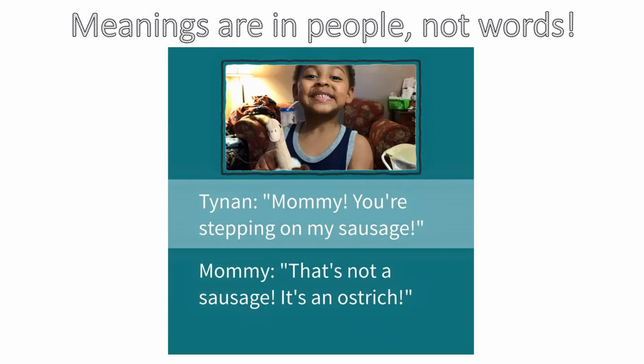The other thing to remember is that meanings are in the people, not the words. We don't all have the same meaning for certain words. For example, when my son was little, he said, Mommy, you're stepping on my sausage. I was thinking, what? I turned around and said, Tynan, that's not a sausage, that's an ostrich. You can see the ostrich there in the picture. Sometimes you just have to remember that we don't all think the same and we're not all the same.